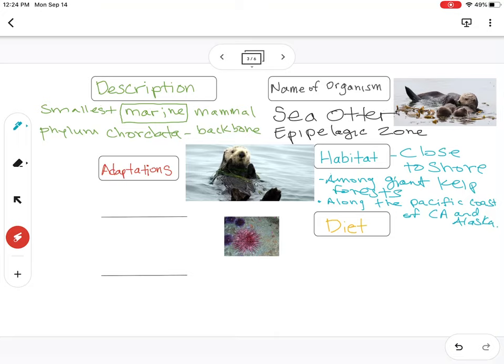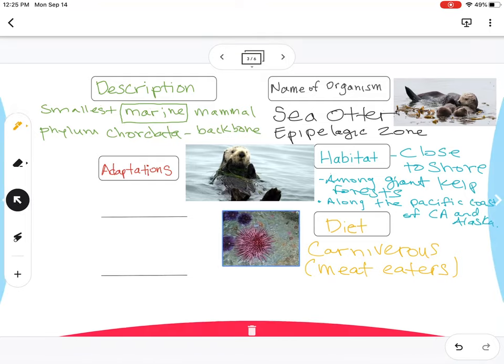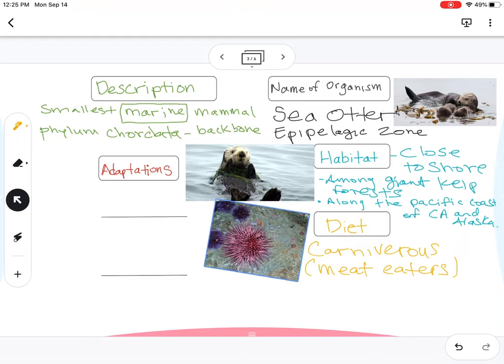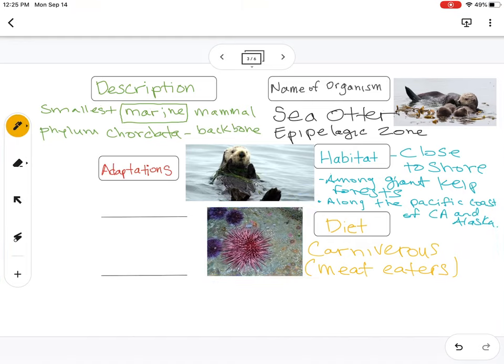First, we need to talk about their diet, because that's going to help us understand the importance of the kelp forest. So what do sea otters eat? Diet refers to what they eat. They are carnivorous, which means they are meat eaters. And one of their favorite things to eat is this right here, which is called a sea urchin. A sea urchin is an organism that lives at the very bottom of the ocean. They also love crabs and clams.